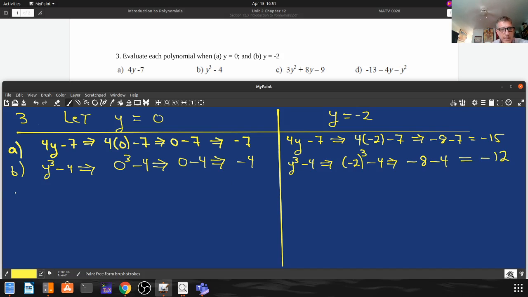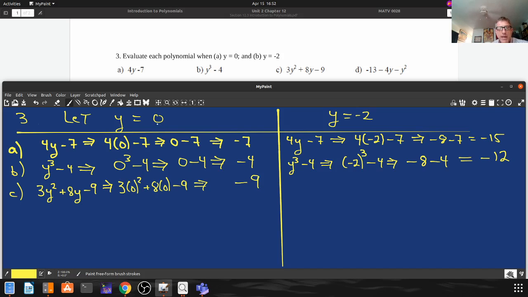Now let's do C. I have 3y squared plus 8y minus 9. When y is equal to 0, it's really easy, right? Because that's 3 times 0 squared plus 8 times 0 minus 9. Well, that's just 3 times 0 plus 8 times 0, so that's 0 plus 0 minus 9. So that just gives me minus 9.